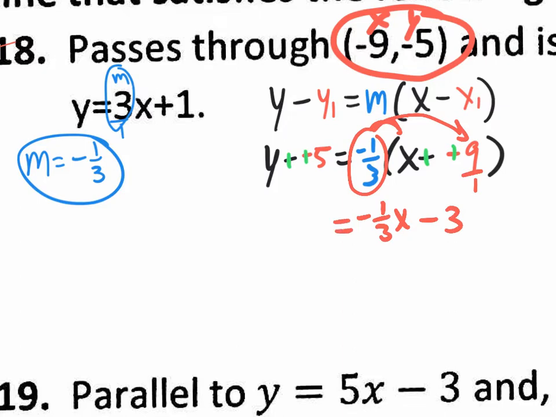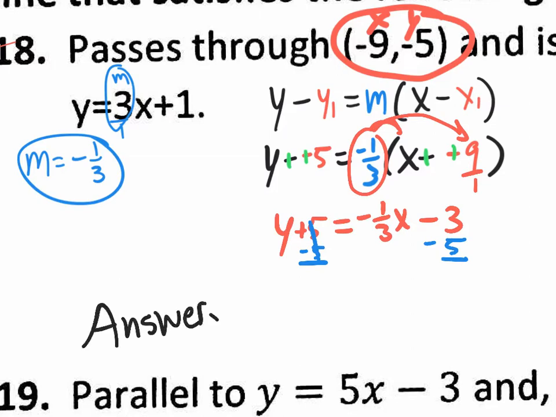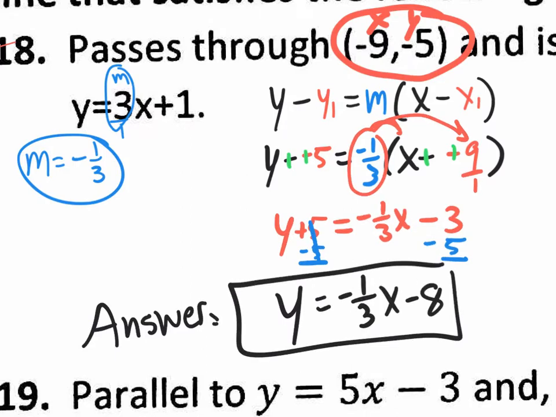Bring down the equal sign. Bring down the y, the plus, the 5. And there's your new equation. It's almost in slope-intercept form. All I have to do is get rid of that 5 by subtracting 5. Subtracting 5. Your new slope-intercept form equation, the answer, is y equals -1/3 x minus 8. Ta-da. Piece of cake.